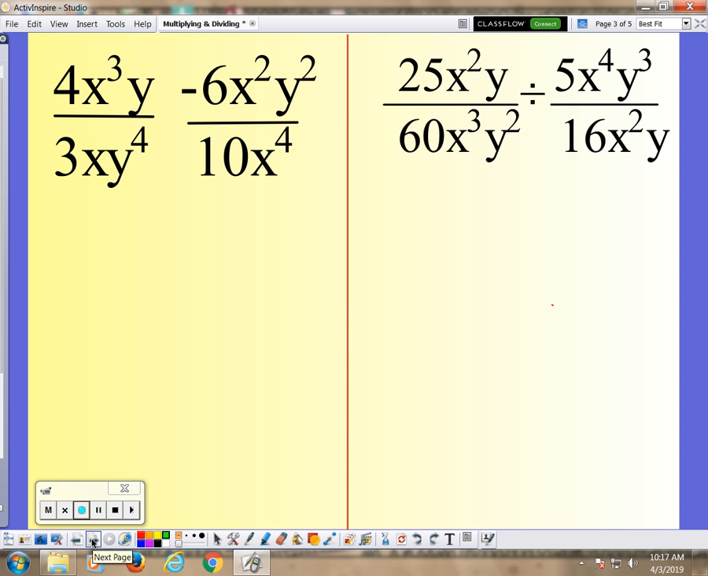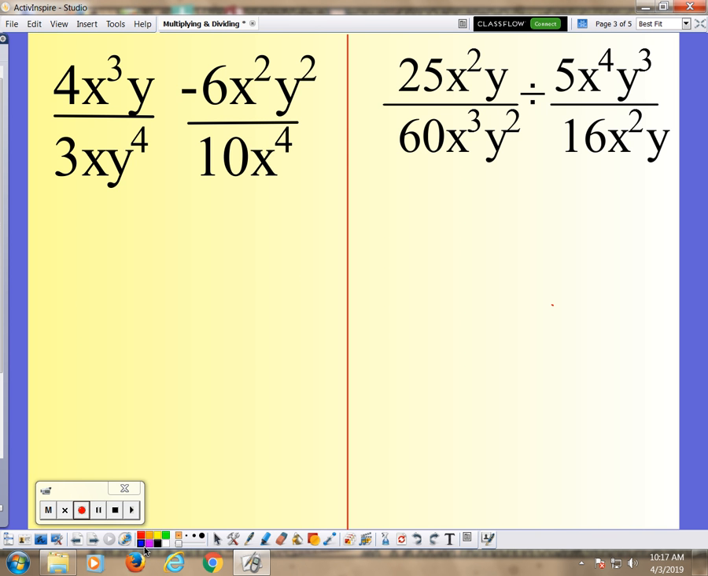Now let's make things complicated. There's no factoring involved in this set of problems. So we're just going to see what we can cancel, because everything's being multiplied together. On that top left, it's 4 times an x cubed times a y, divided by a 3 times an x times a y to the 4th. We just don't put those multiplication symbols in.